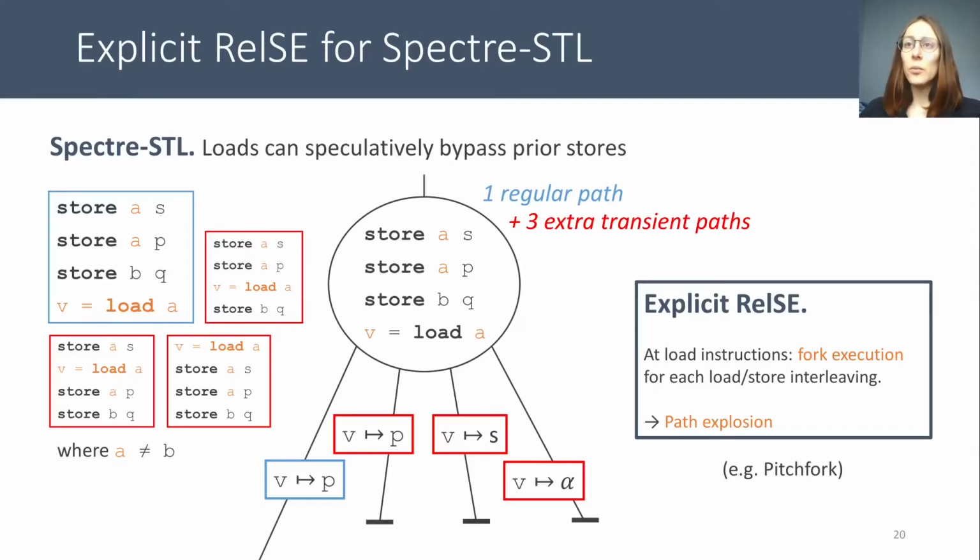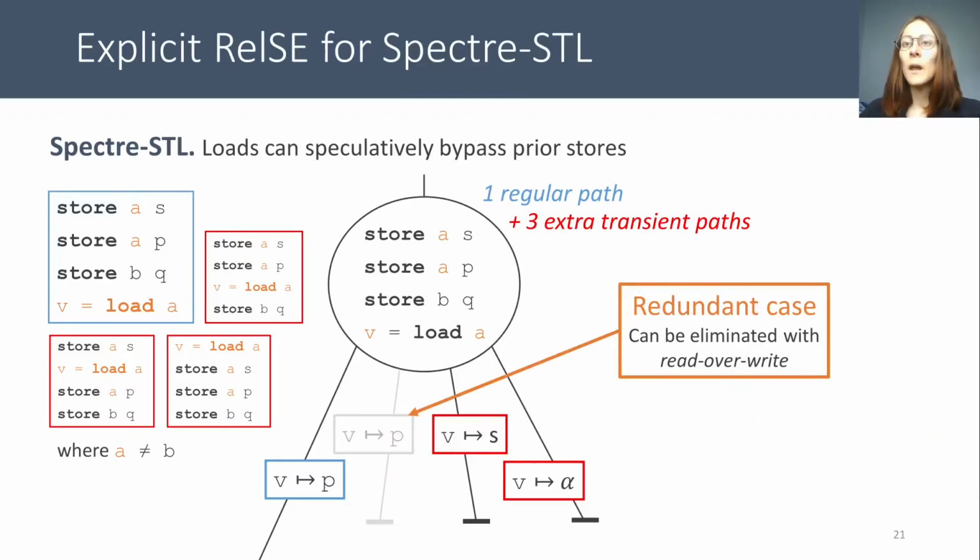This is the approach adopted in Pitchfork, but unfortunately it quickly leads to path explosion because we have to fork the execution like this after each load instruction. So first, we noted that most of these cases are redundant because load and store naturally commute when they do not alias. So we use a simplification called read-over-write to detect and prune these redundant cases.